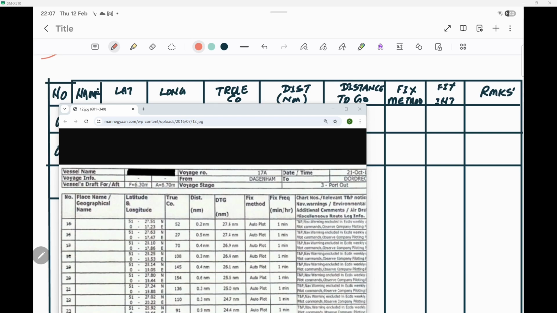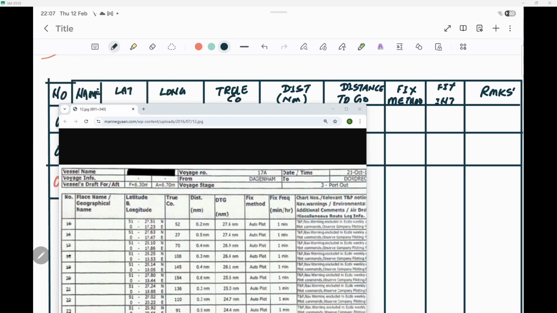Right? Then the distance from waypoint 1 to waypoint 2, maybe it's 105.2 nautical miles. Then you cannot write the distance to go now. First you have to complete the course card. Then only the distance to go can be completed.